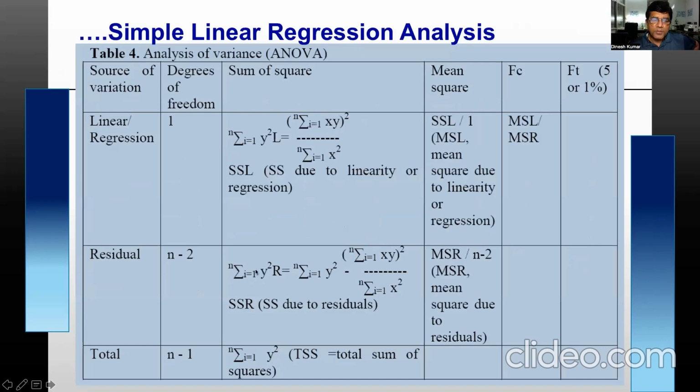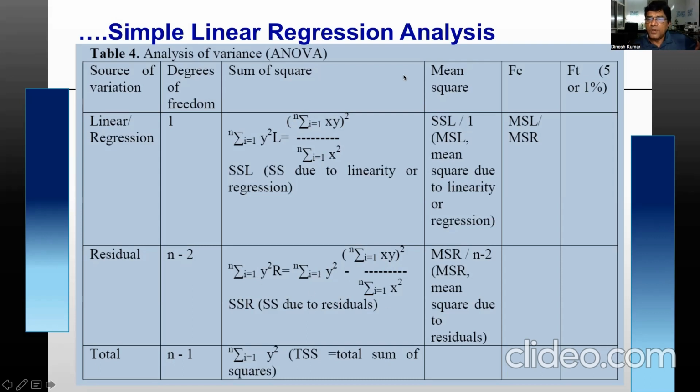Now you need to calculate the sum of square for residuals. For residuals, this is the total sum of square minus the regression sum of square. This is your total sum of square. This is the regression sum of square. So subtract the regression sum of square, or sum of square due to regression, from the total sum of square. So it is summation y square minus sum of square due to regression. Just see above, this formula is deducted from the total sum of square. Then you get the residual sum of square.